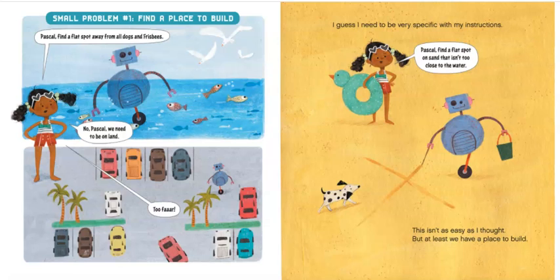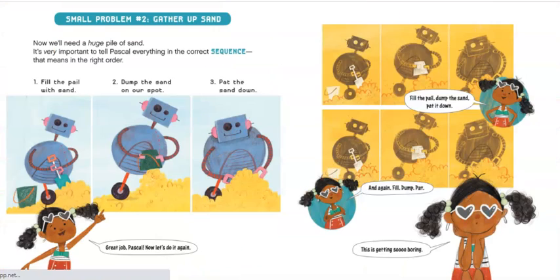Pascal, find a flat spot away from all dogs and frisbees. No, Pascal, we need to be on land. Too far. I guess I need to be very specific with my instructions. Pascal, find a flat spot on sand that isn't too close to the water. This isn't as easy as I thought, but at least we have a place to build.